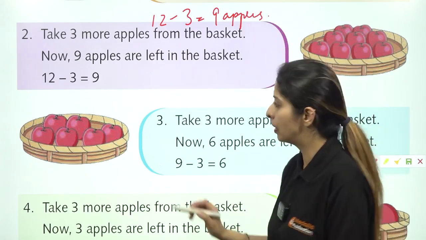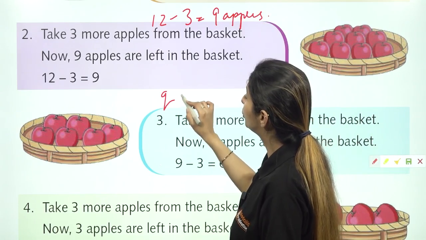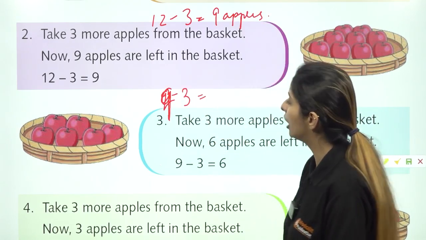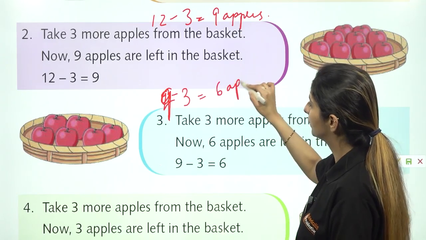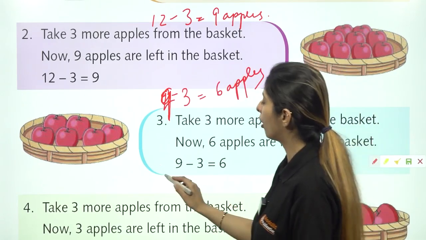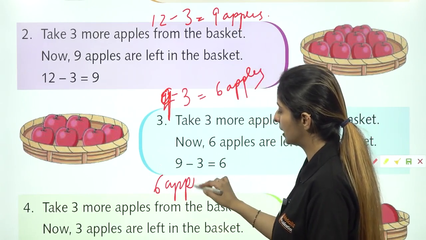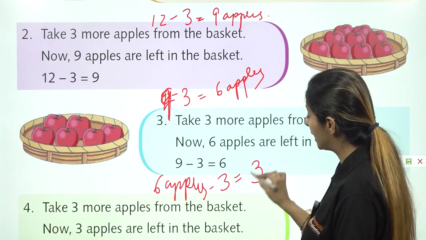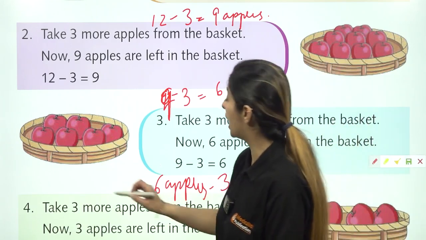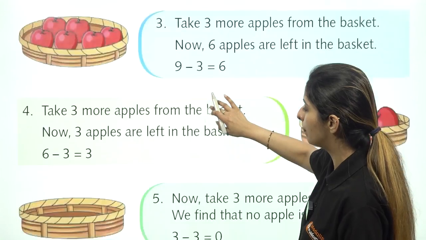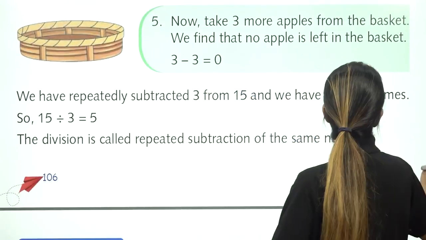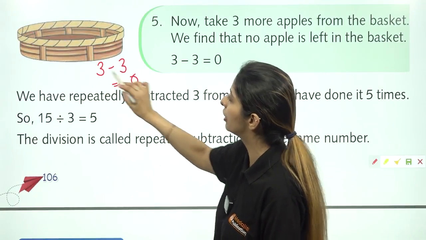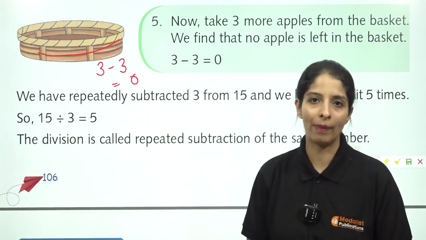Now from 9 apples, we are again taking away 3 apples. Now we are left with 6 apples, right? Now from 6 apples, we are taking away 3 more apples. We are left with 3 apples, right? Now, again, what we are doing? From 3 apples, we are taking away 3 more apples. We are left with no apples, 0 apples.